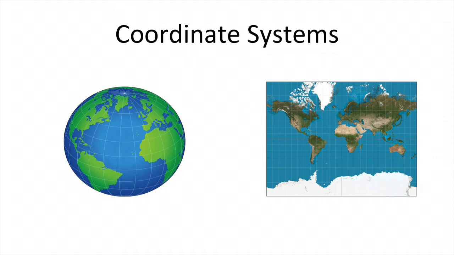The other type of coordinate system is a projected coordinate system. That's the one we all run into all the time whenever you use your phone or a web browser. We're all looking at Web Mercator, which is basically taking the globe and putting it on a flat piece of paper. Now, there are hundreds of different projected coordinate systems, and which one you use depends on where you are.